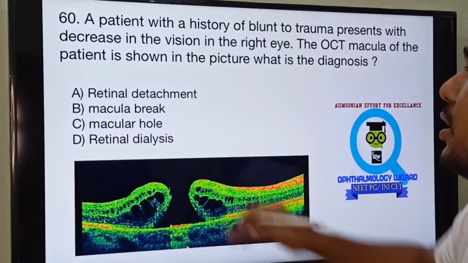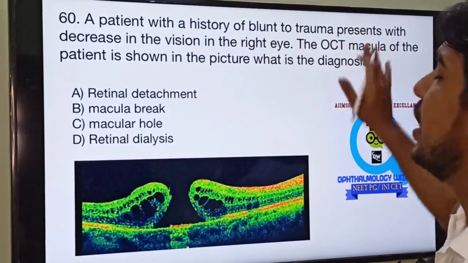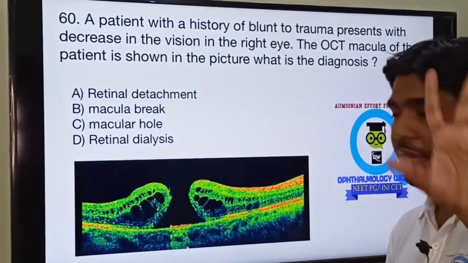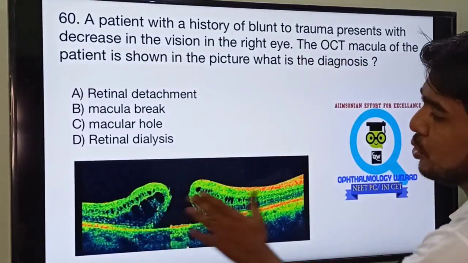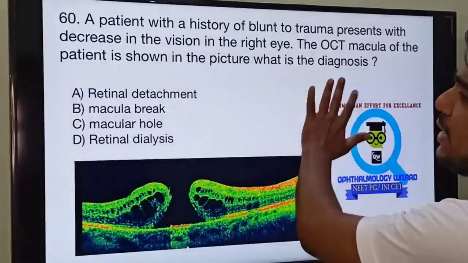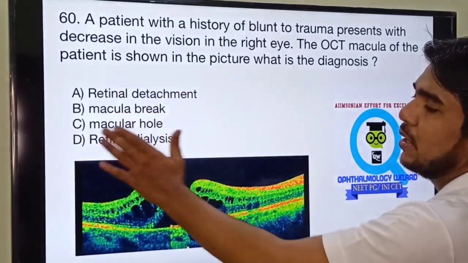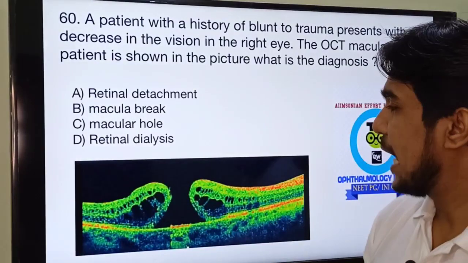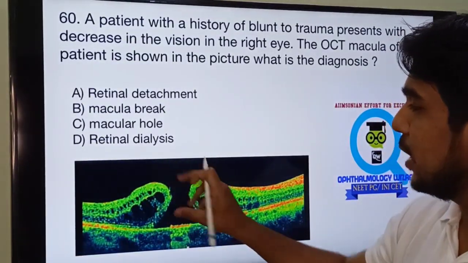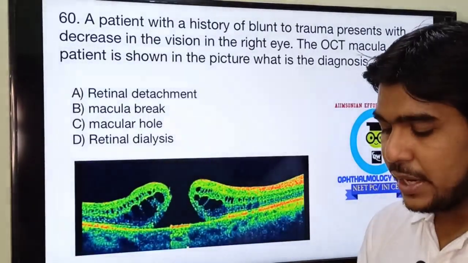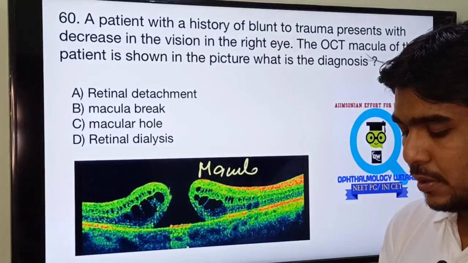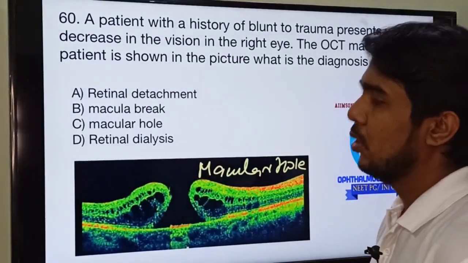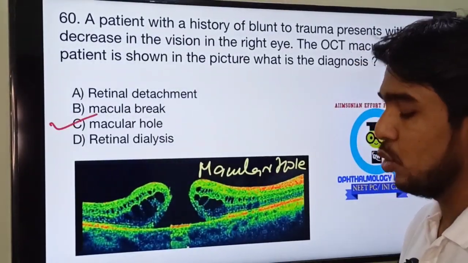Now coming to question 60. A patient with a history of blunt trauma to the eye has decreased vision in the right eye. This is the OCT which you can see. So what is the diagnosis? RD, macular break, macular hole, retinal dialysis. Can you see this? Full thickness, there is a hole. So the answer for this question is macular hole.